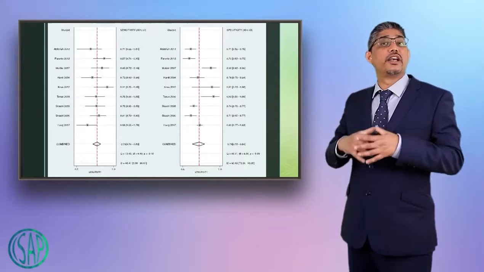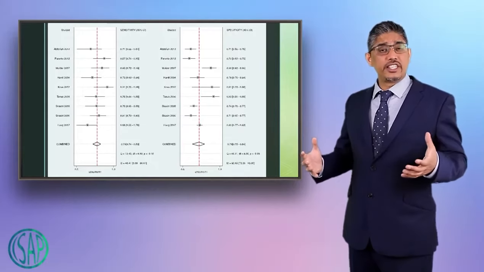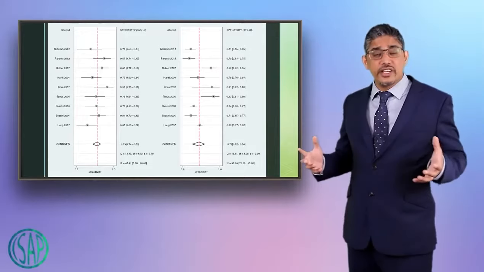A forest plot is a graphical representation of all the included studies with their individual estimates and confidence intervals, pooled estimates, and finally heterogeneity statistics.